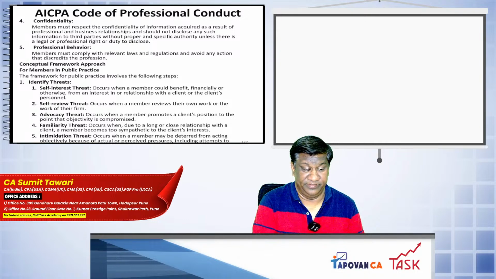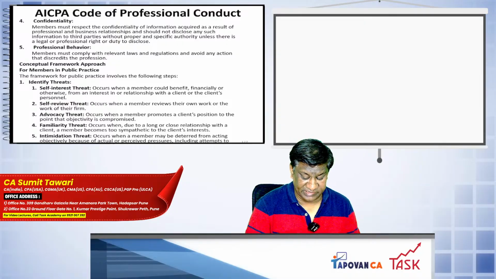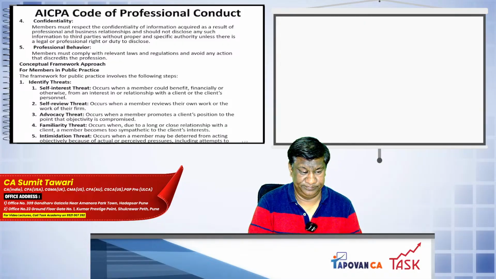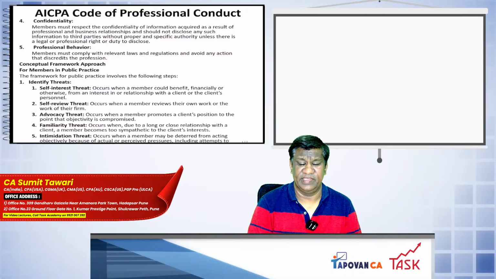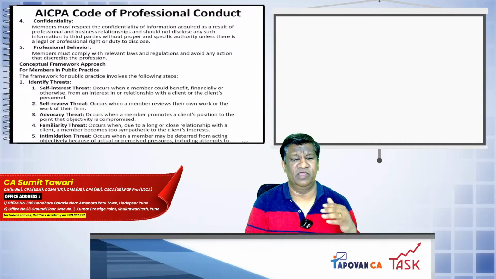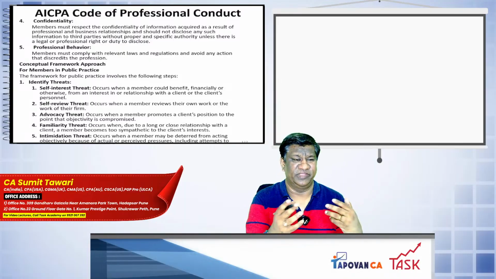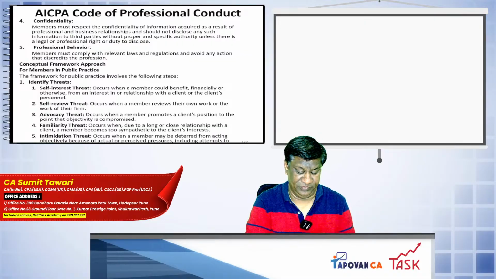Then familiarity threat. Any example for familiarity threat? Does it mean that if we know the client, we will give a biased opinion and act according to the client? Yes. I'll give one more example. The basic one is if we have known a client for a long time, there is some emotional bonding, and because of that we try to protect the client's interest.